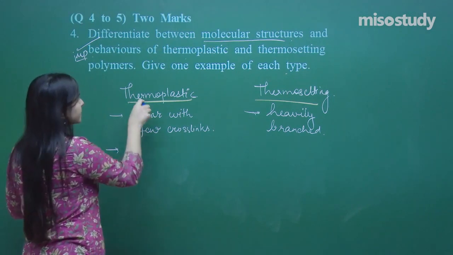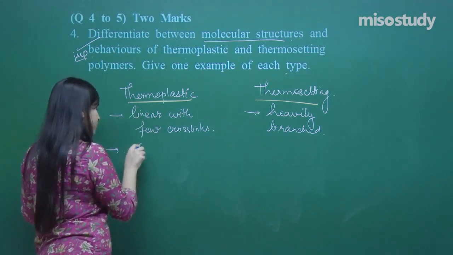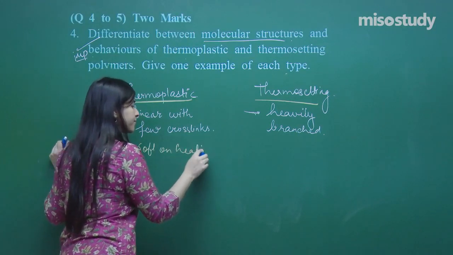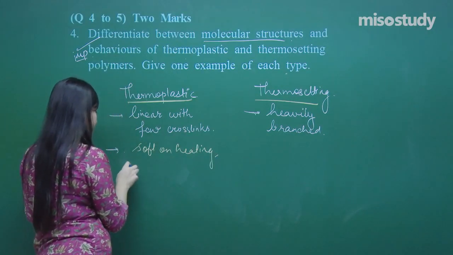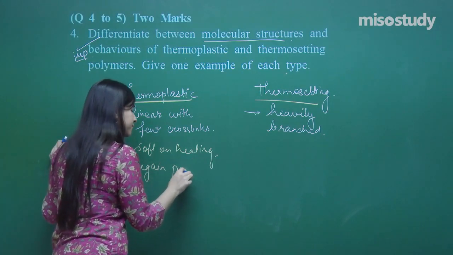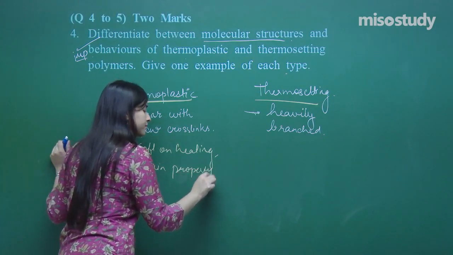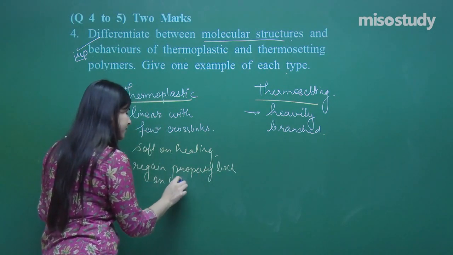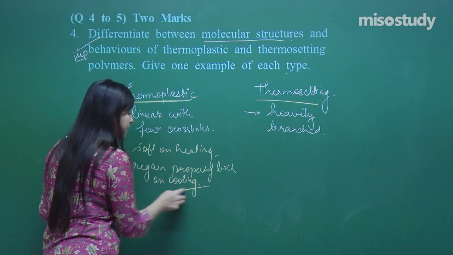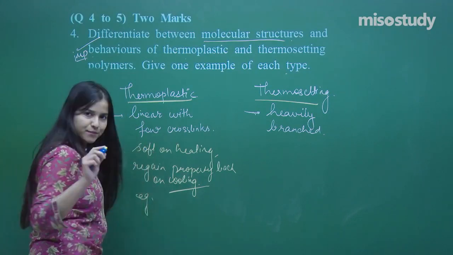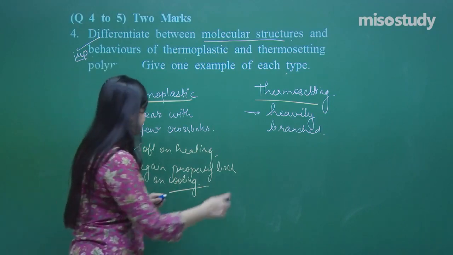So the behavior of thermoplastic is that it gets soft on heating, yes, and regains its property back on cooling, right? So that is another behavior of it, and the example. Just think about the example, we just have done this.